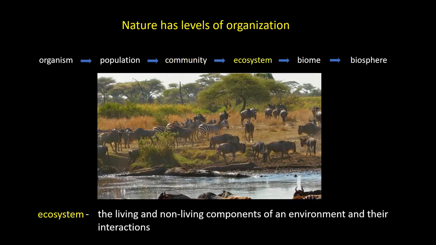Next up, we have the ecosystem. As we just mentioned, an ecosystem is comprised of living and non-living components and their interactions. For instance, in this picture, not only are we talking about the plants and animals, we're also talking about the weather conditions, the soil types, the rocks, the water, anything that is non-living as well as living in the ecosystem. These two components interact with each other, and we'll go into more detail about that a little bit later.